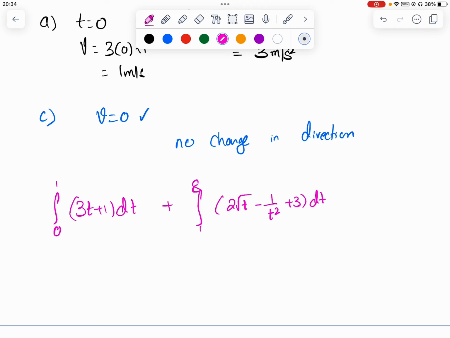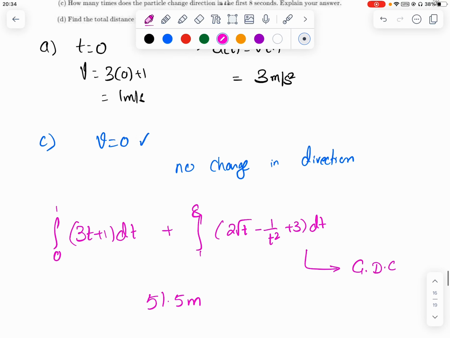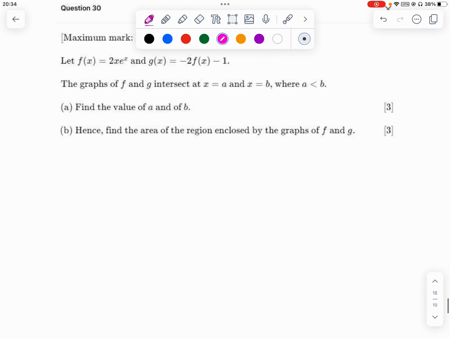As such, this is a graphing calculator question. Use a GDC. You should be able to get 51.5 meters. That is question number 29. Coming to question number 30.